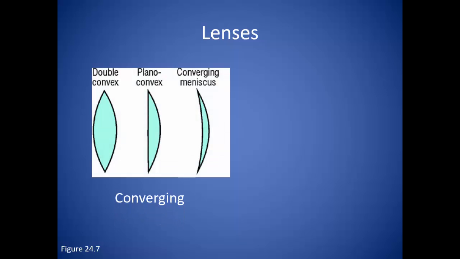There are two main types of lenses. A converging lens will bring the light rays to a focus, and there are three types of converging lenses. A double convex lens is just what it sounds like. Both sides of the lens curve out. A plano-convex lens is convex on one side, but planar on the other, while a convex meniscus lens is convex on one side and slightly concave on the other.